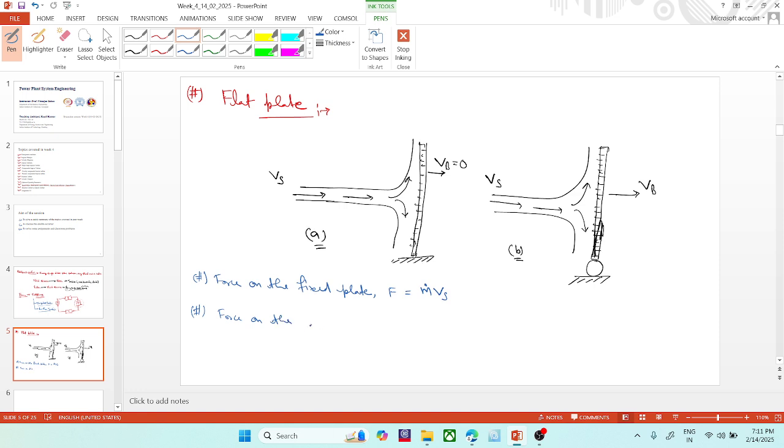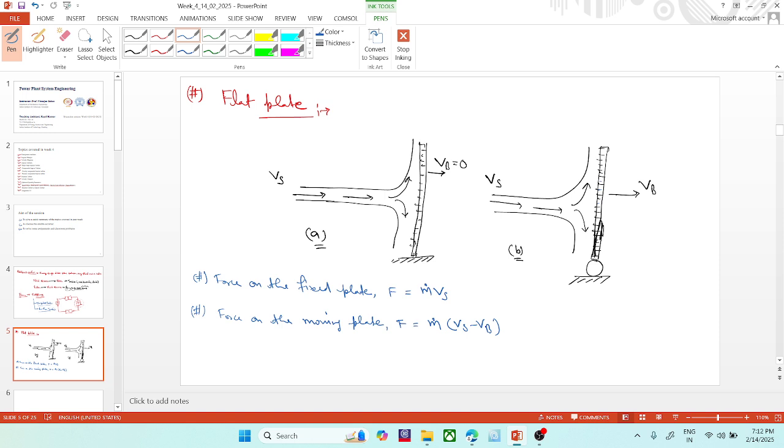While the force on the moving plate, F would be m dot into the velocity relative to the plate velocity. So here the relative speed is Vs minus Vb. Here Vs is the jet speed and Vb is the plate velocity.